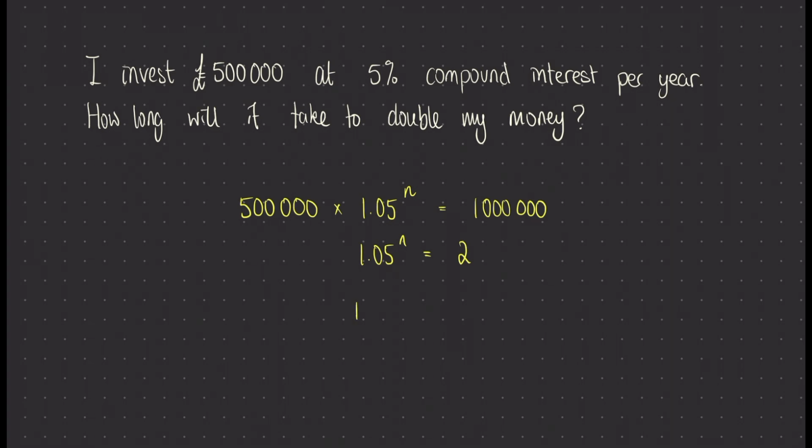So if we try 14 in this case, we'll find the answer is 1.9799. So that's not quite 2 yet. Let's try 15. We find that the answer is 2.0789. So the first value of n for which our answer is greater than 2 is on this line here. So n must equal 15. So how long will it take to double my money? Well, 15 years.